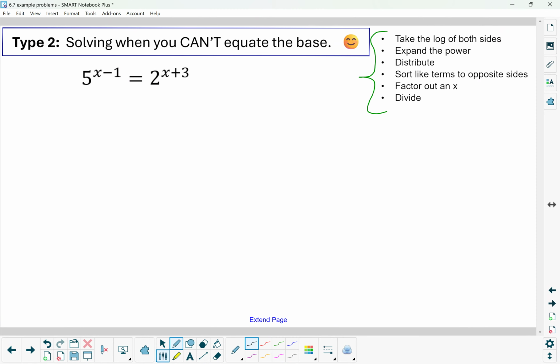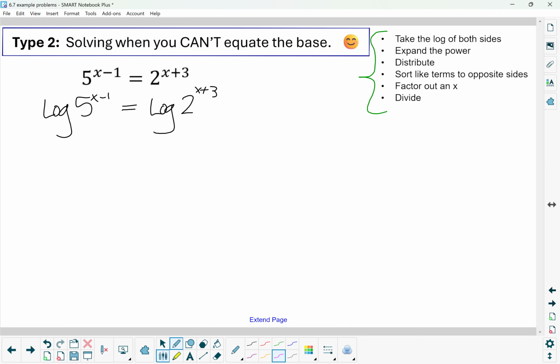So our first step is that we are going to take the log of both sides. Just like I could square root both sides if it was helpful, or add 2 to both sides, the thing that's helpful here is to log both sides. So this is the log of 5 to the power x minus 1 equal to log of 2 to the power x plus 3. So we logged both sides. And honestly, that didn't look like it really changed a whole lot, just literally added log to both sides.